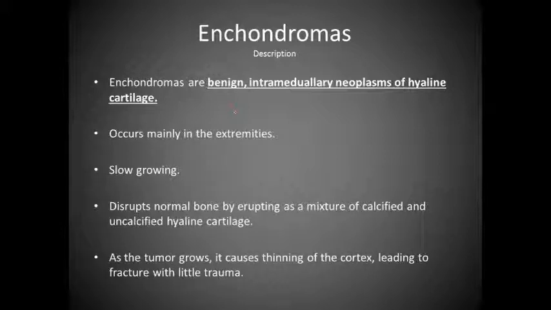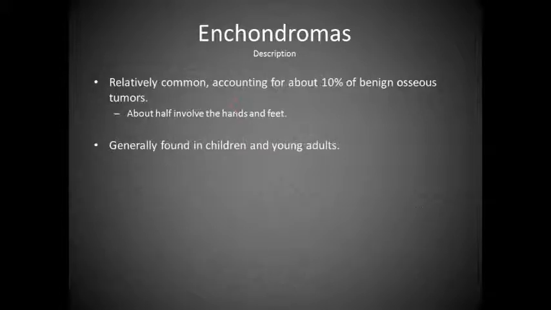So enchondromas. Enchondromas are benign intramedullary neoplasms of hyaline cartilage. They occur mainly in the extremities, slow growing, but it does disrupt normal bone by erupting as a mixture of calcified and uncalcified hyaline cartilage. As the tumor grows, it causes thinning of the cortex, leading to a fracture with little trauma. So it's almost to the same extent that osteoporosis is, allowing very, very small amounts of trauma to occur and causing disastrous implications. It's relatively common, accounting for about 10% of benign osseous tumors.